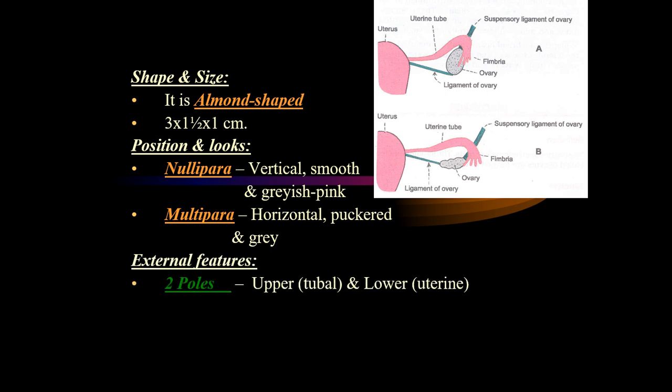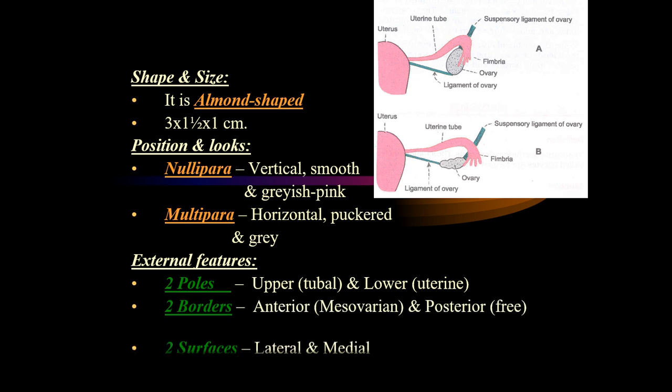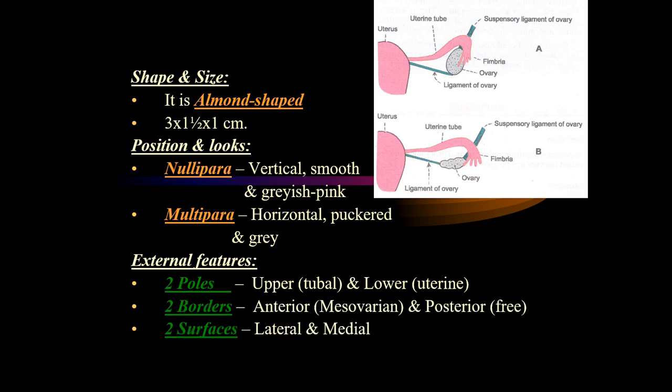If you see the external features, there are two poles, two borders, as well as two surfaces. So what are the two poles? Going back to this picture, it will be the upper pole and the lower pole. But when it becomes multipara, it becomes horizontal. Then how can you identify the upper and lower pole? It is better to call it the tubal pole, where the fallopian tubes or uterine tubes are present.